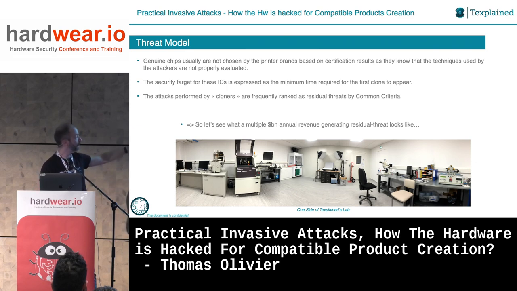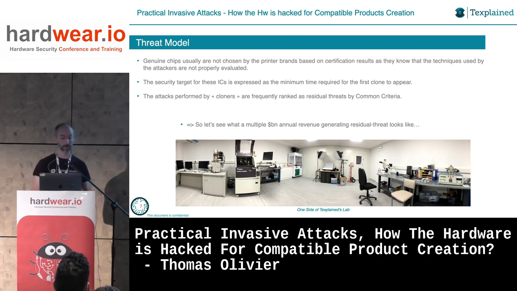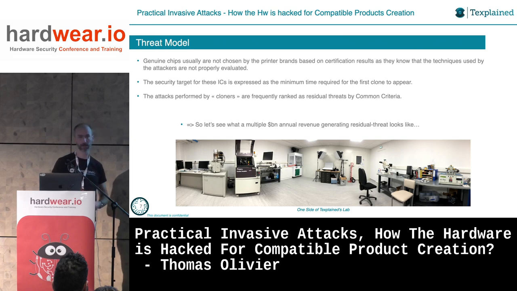So here you see a part of the lab that we have. It's a very small part, but you already have enough equipment to deprocess your chips. I will speak about this very briefly. But what I want to show you is the guys who are putting chips in their genuine cartridges. They don't care about the certification schemes and stuff like this. They know that the threat model implies that the attackers will use invasive techniques, right?